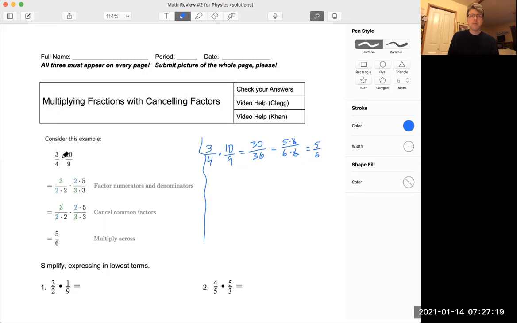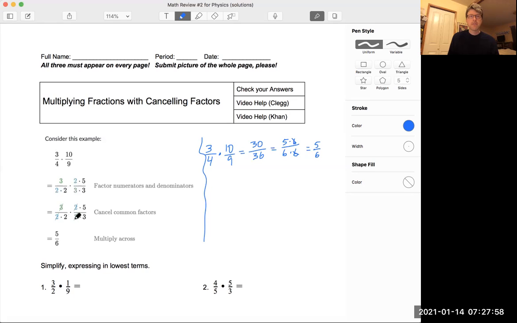But another way we could do this is to go ahead and factor these things out to begin with. So 3 can't factor. 4 can be written as 2 times 2. I don't know if I want to do a bunch of lines on here. It might make it kind of messy. But anyway, you can see that 4 becomes 2 times 2. 10 can get factored as 2 times 5. And 9 is 3 times 3. So now we have all this stuff, and we're going to cancel out the common factors, as we can see here.